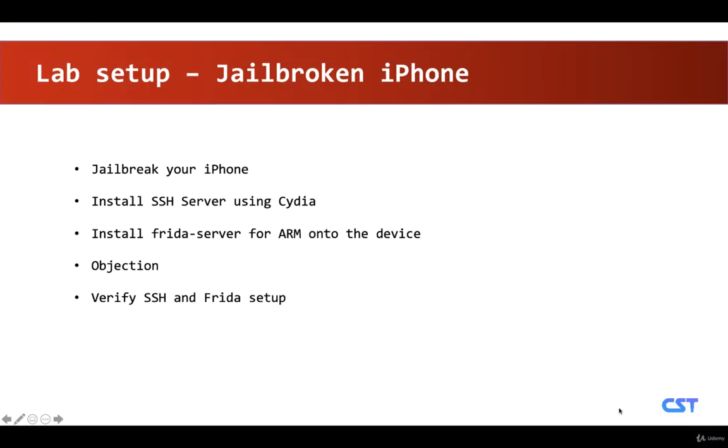Let me go back to the slides. I'm pretty much done with what I wanted to show in this video. We have installed OpenSSH using Cydia. We have installed Frida server and we have installed objection on the laptop, and we have also installed Frida client on the laptop by installing objection. And finally, we have verified SSH, Frida and objection setup.